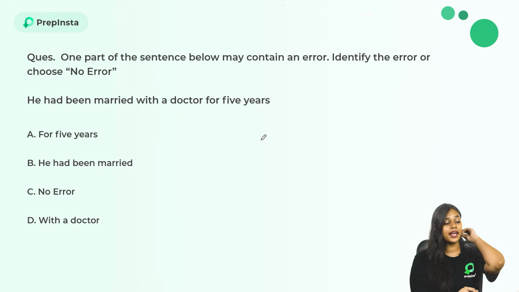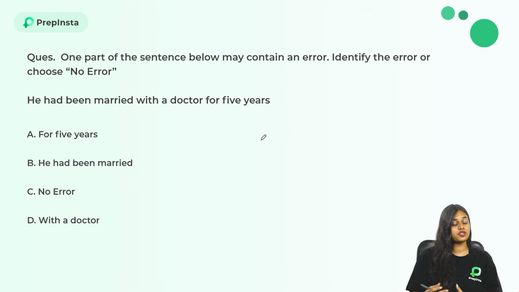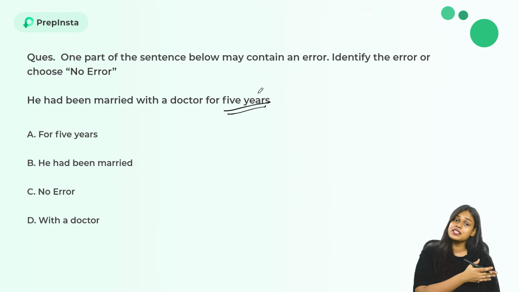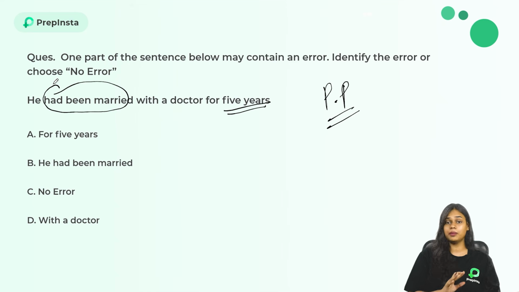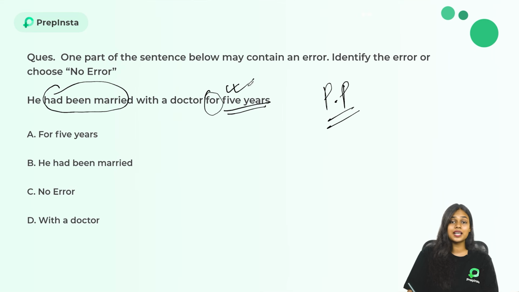All right, moving ahead. One part of the sentence below might contain an error. Identify the error or choose no error. He had been married with the doctor for 5 years. For 5 years, he had been married, no error, or with the doctor. Now, since we're talking about a situation way into the past, we are going to use the past perfect tense, which is had been married. So this is completely correct. For 5 years, again, we are talking about a period of time, so for 5 years is completely correct.